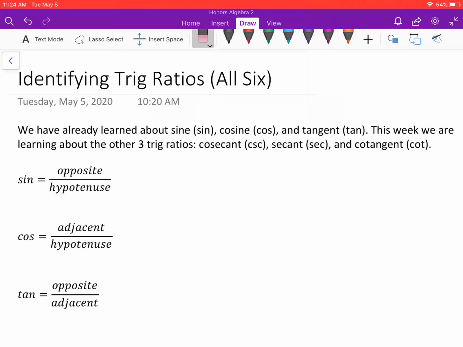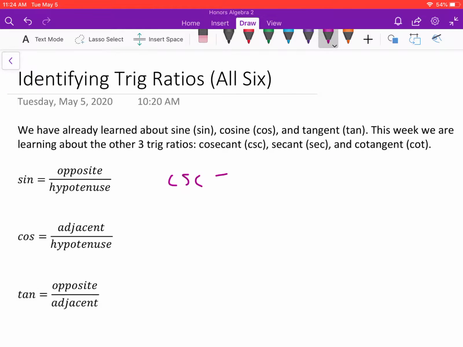Last week we discussed the sine, cosine, and tangent ratios. This week we're going to be continuing with trig functions, looking at the other three ratios, which are cosecant, secant, and cotangent. The way that we actually find these is they're just the reciprocals of the functions that we've already looked at. So cosecant, we abbreviate that by CSC.